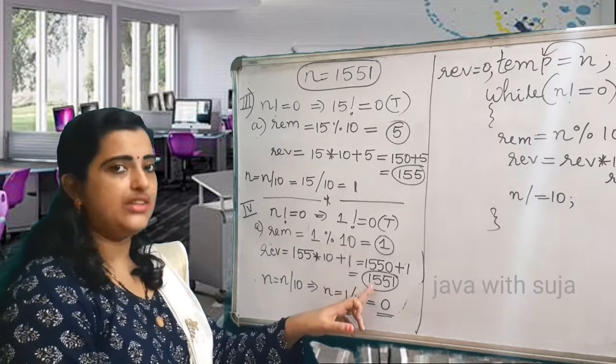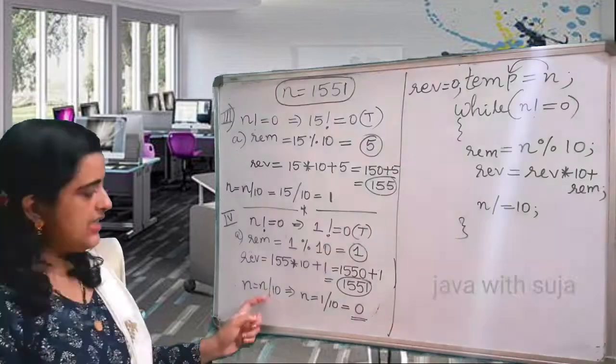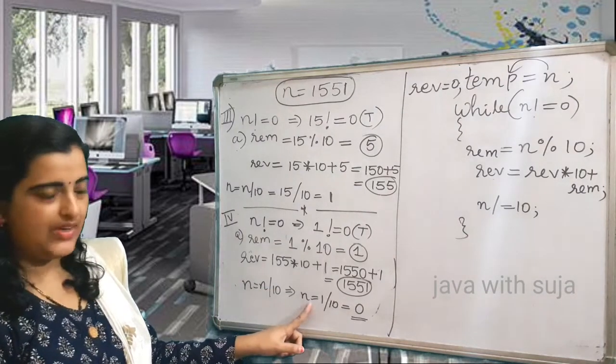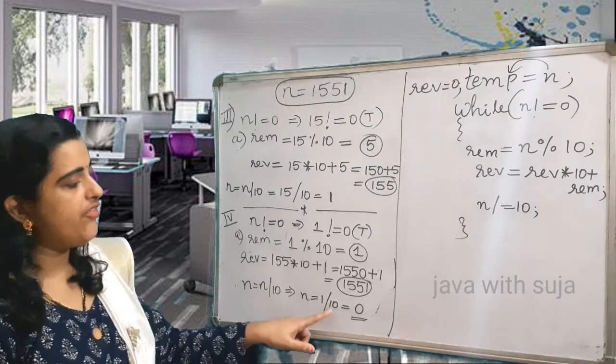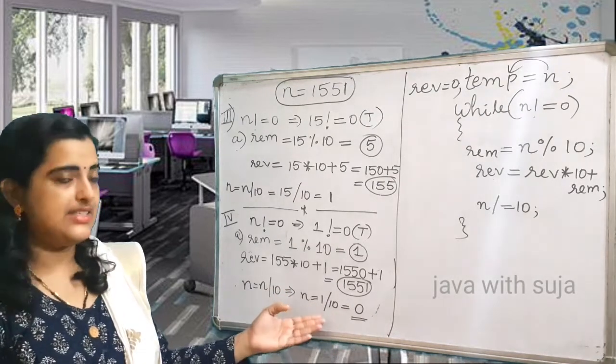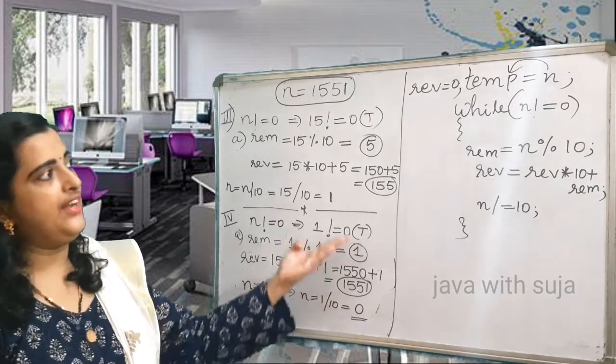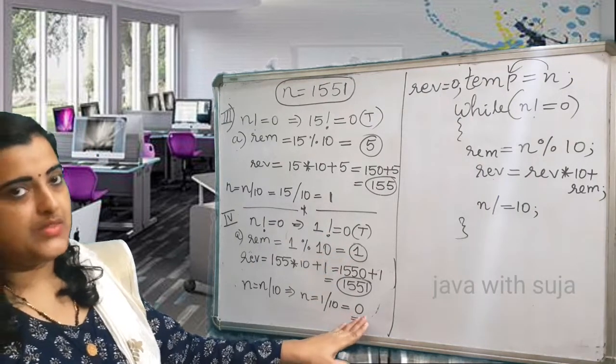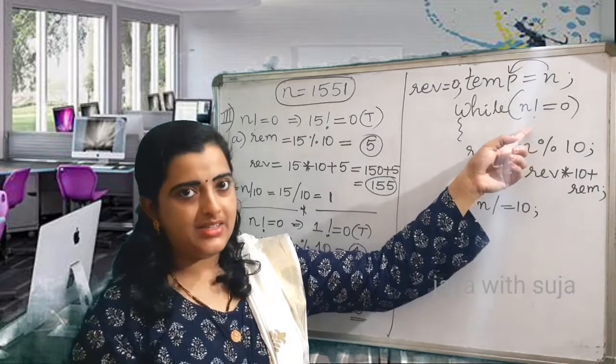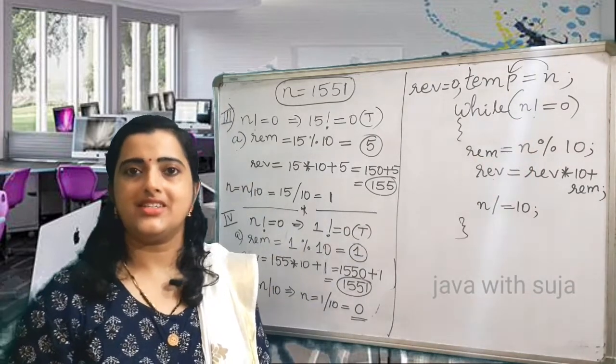So we can conclude that this is a palindrome number. Now see, here we have updated the variable n, which is 1 divided by 10. As it is integer division, we will get the result 0. So when the value of n becomes 0, the condition is not met, which means our loop will get terminated.